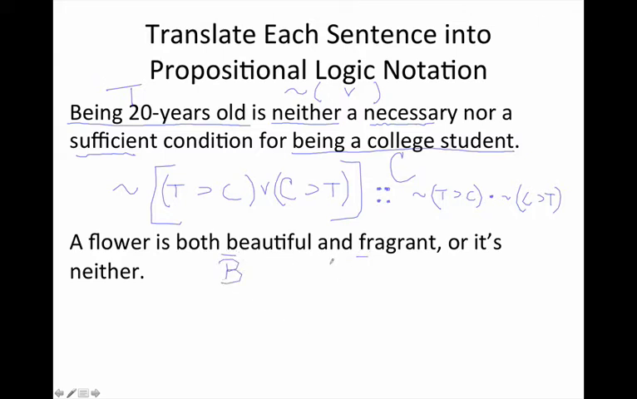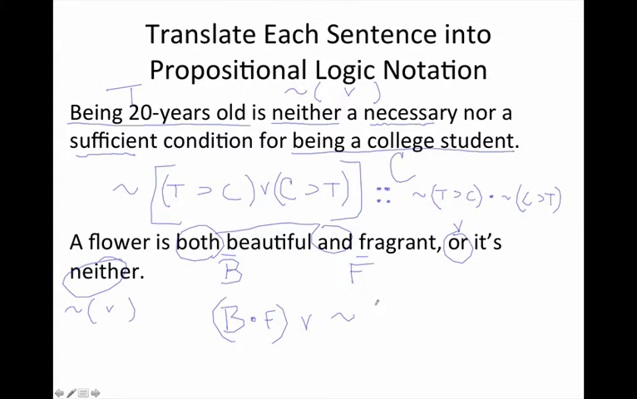So let's do B, capital F. So what we're saying is it's both B and F, or it's neither B or F, right? So neither is negation, parentheses, disjunction in the middle, right? And then we have our conjunction. So we have B dot F or neither B or F.